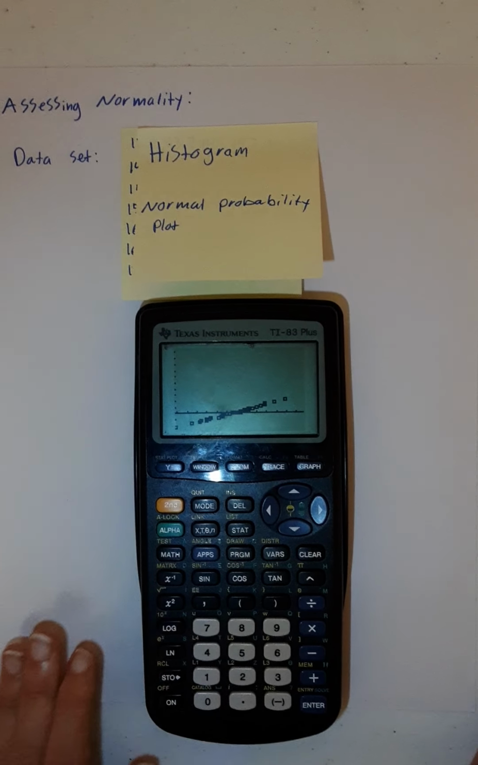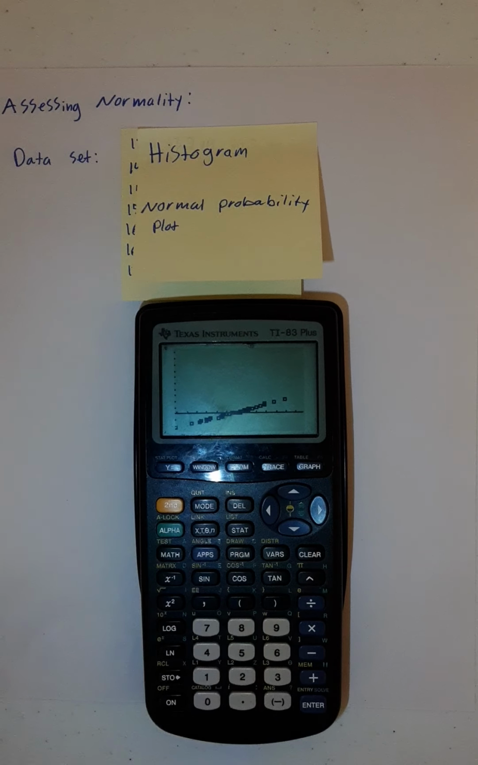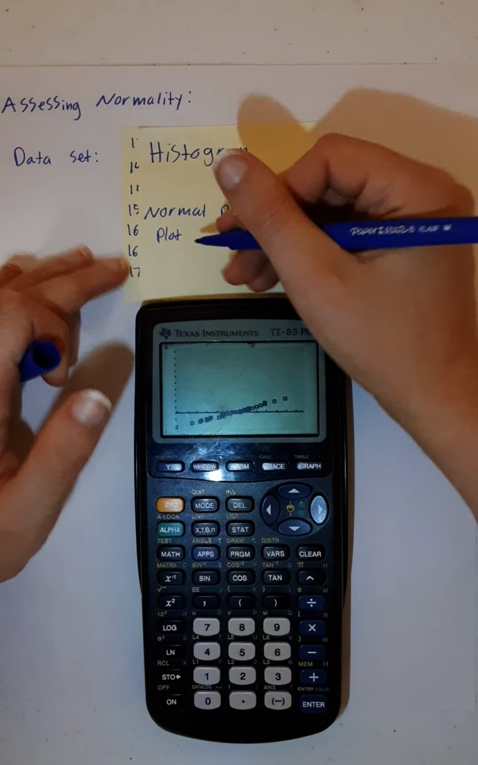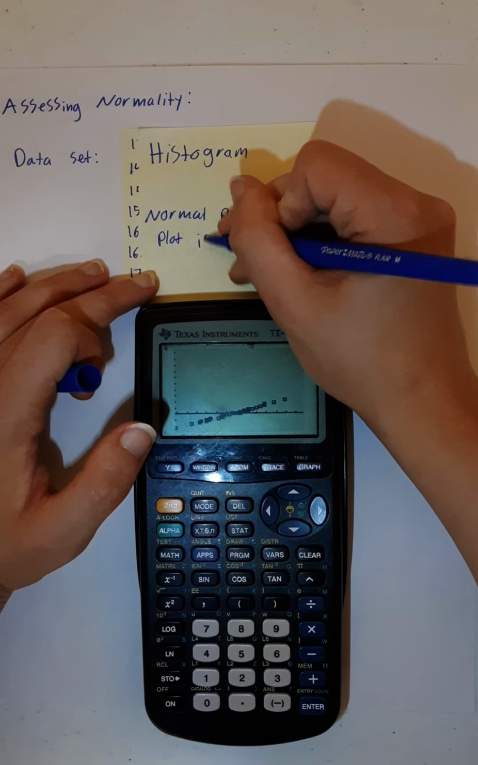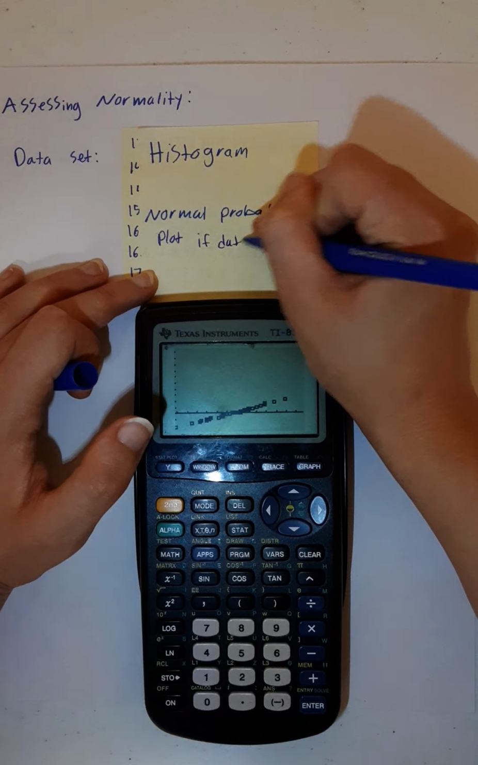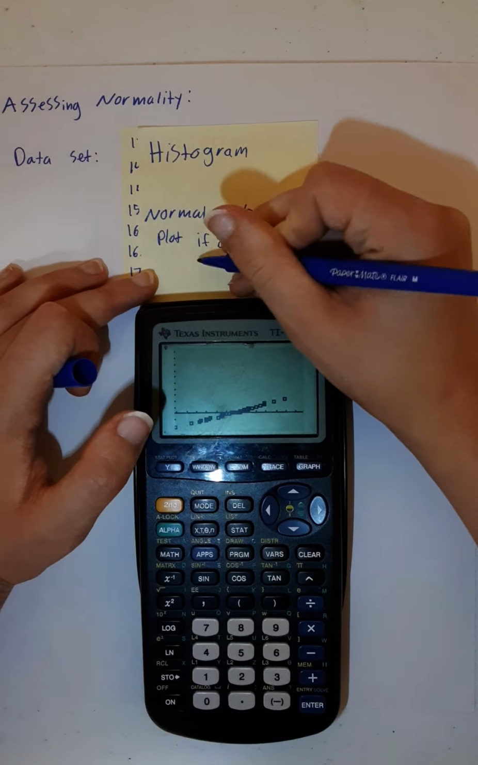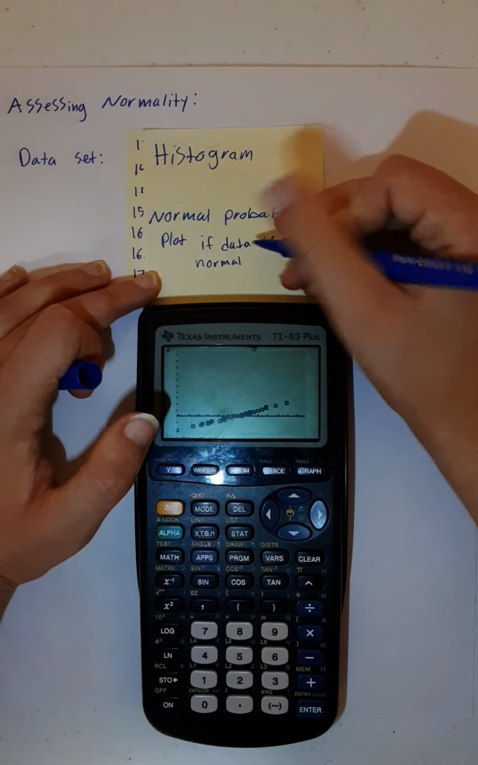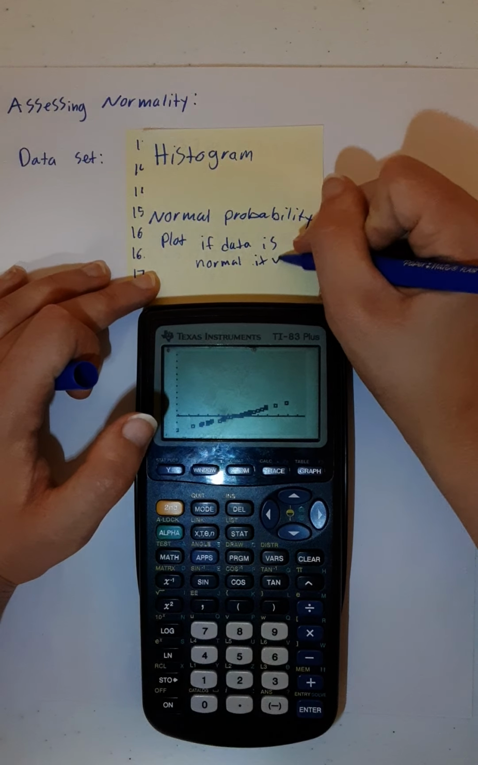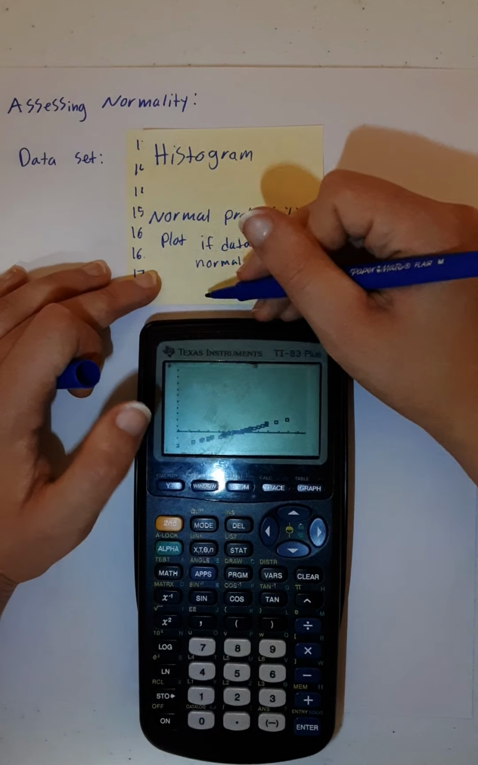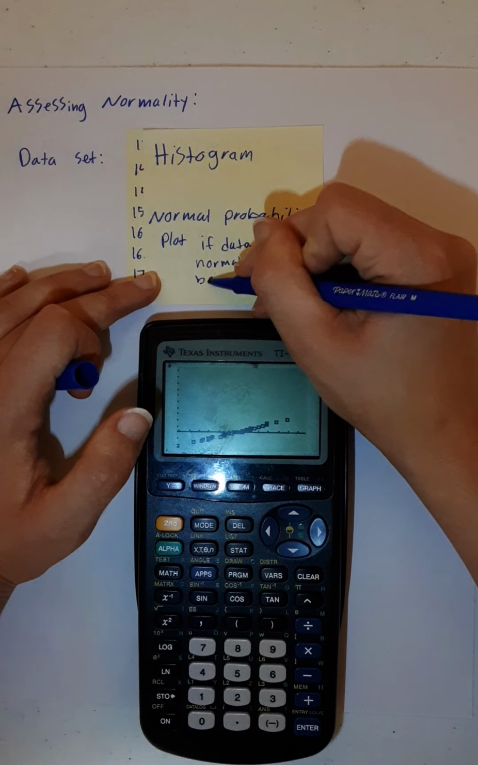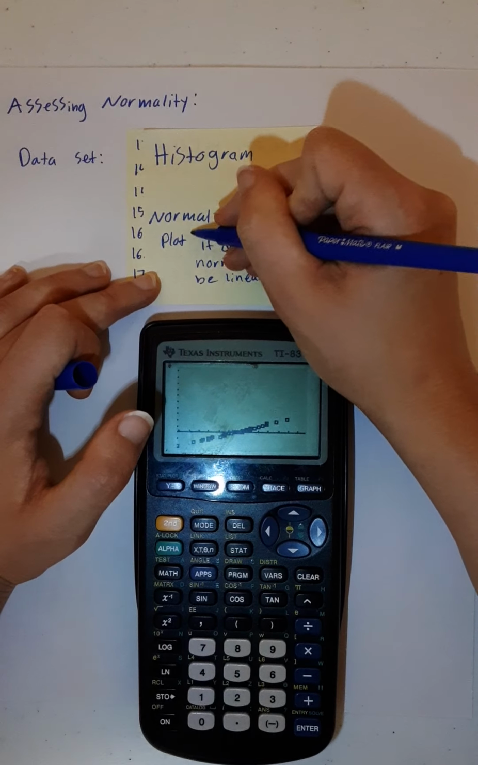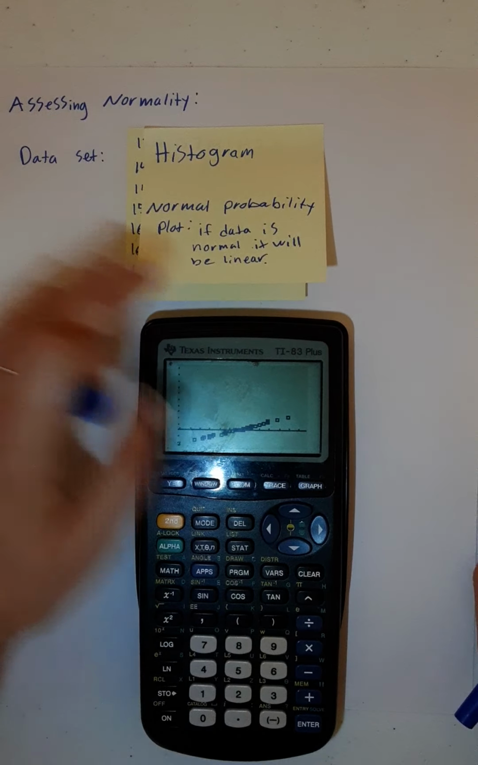In a normal probability plot, if your data is normal, it will be a line. So you might want to write that down. If your data is normal, it will be linear. That's really important.